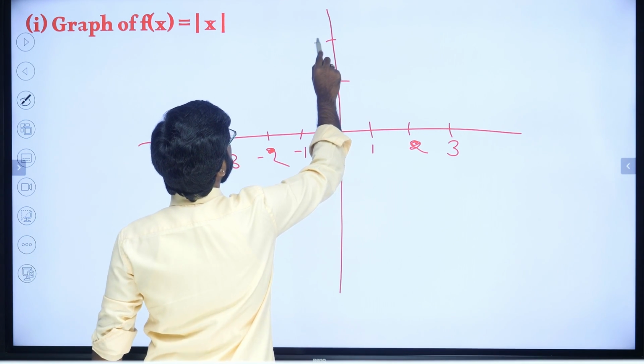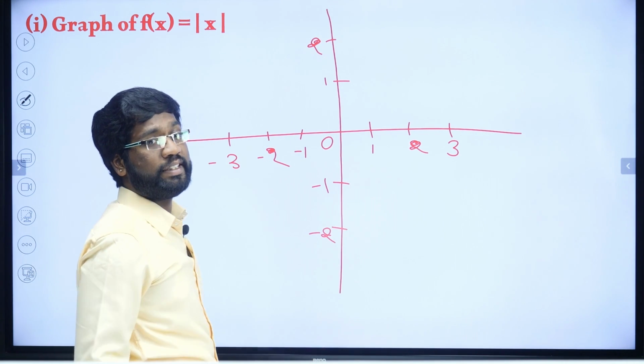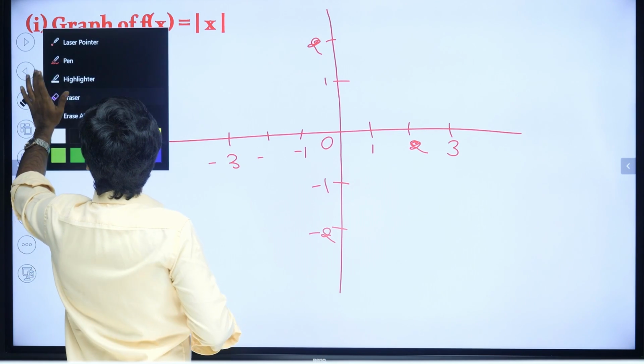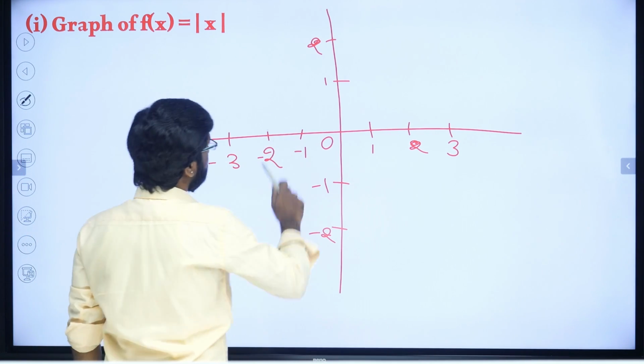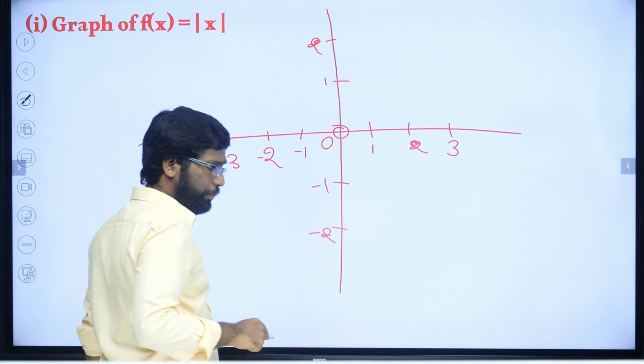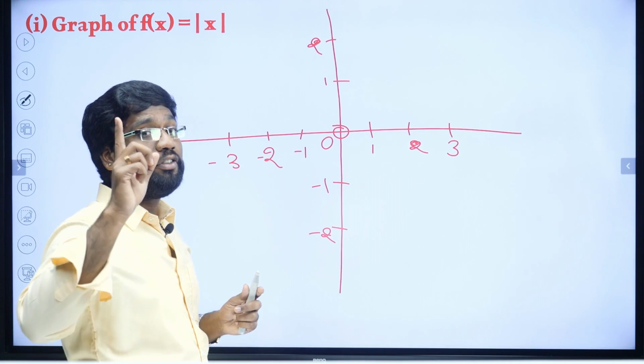So 1, 2, -1, -2. Okay, my dear students. Now, for 0, we'll take 0. Before going into the graph, my dear students, try to find the domain.